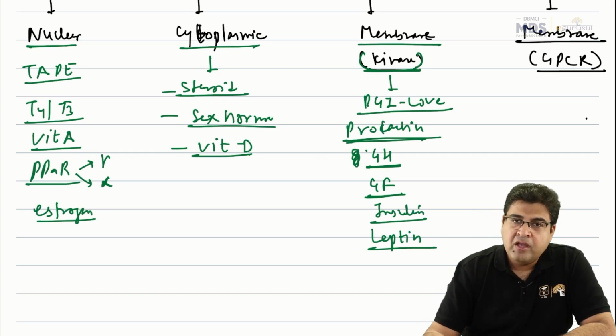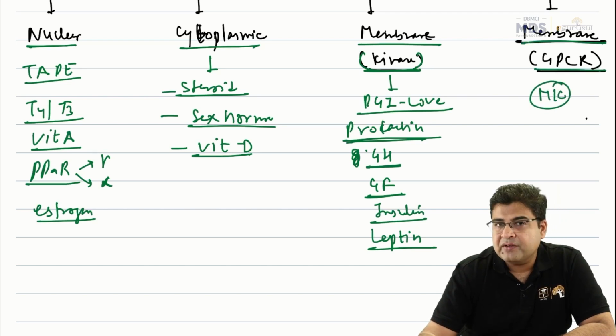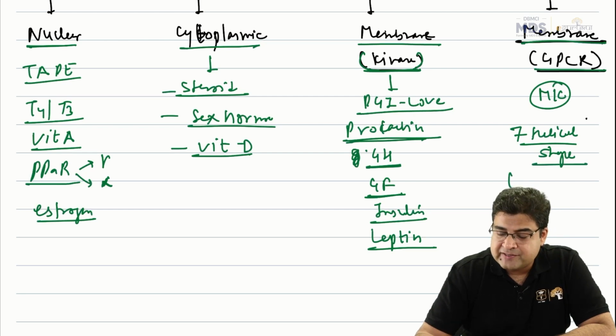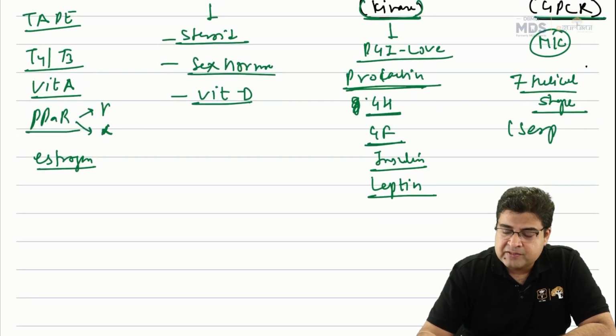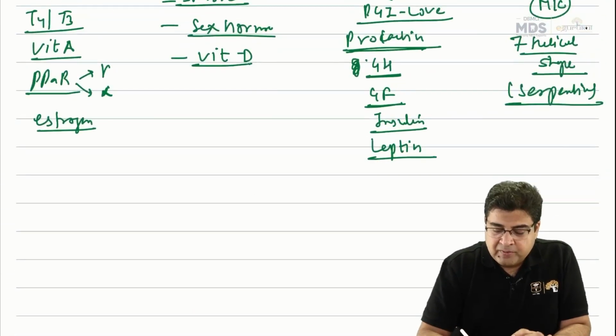Now, the membrane receptor with G protein coupled receptor or G protein activity is the most common type of receptor. The shape of the receptor is a 7 helical shape. We also call it serpentine shape. Serpentine means the receptor shape is like a snake. So serpentine shape, 7 helical shape. So we talk about this G protein coupled receptor.